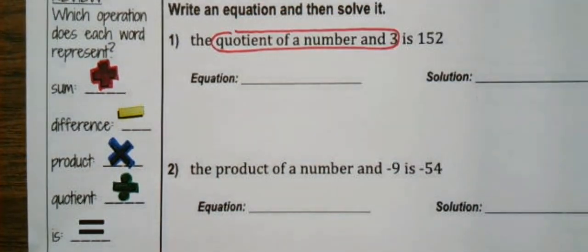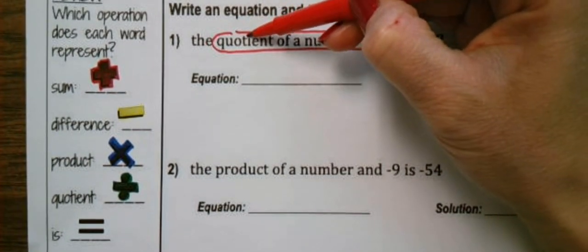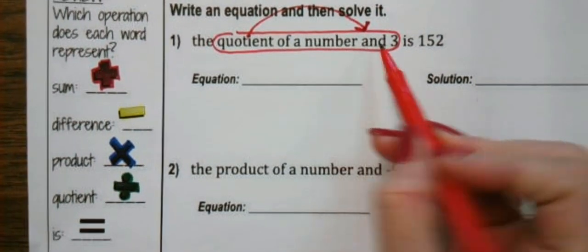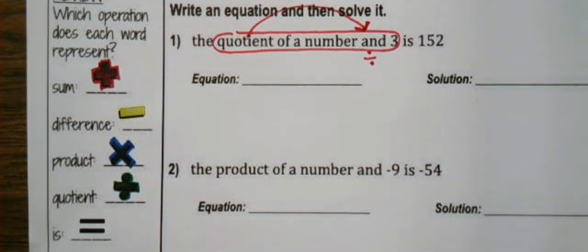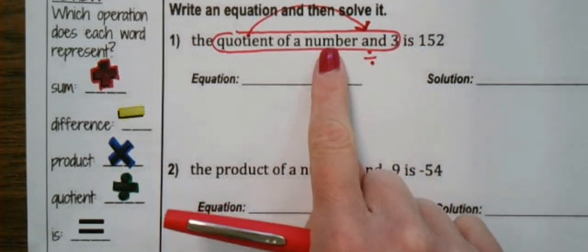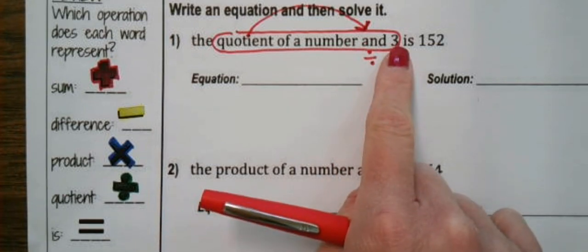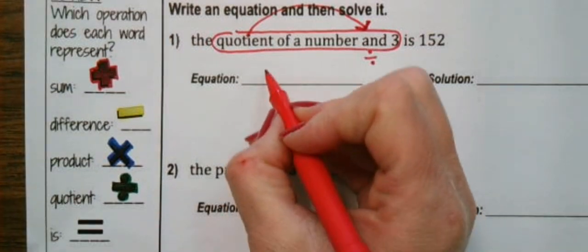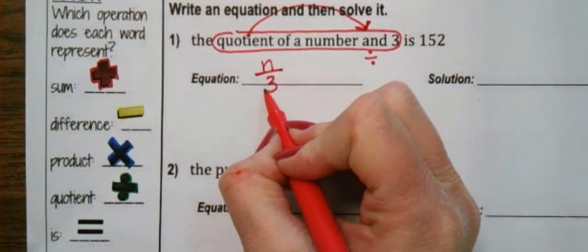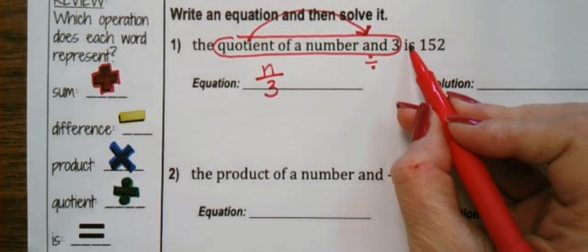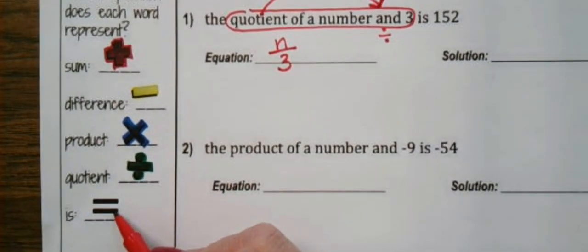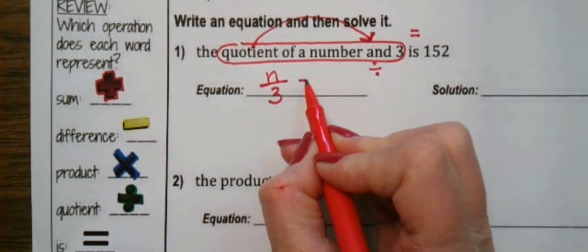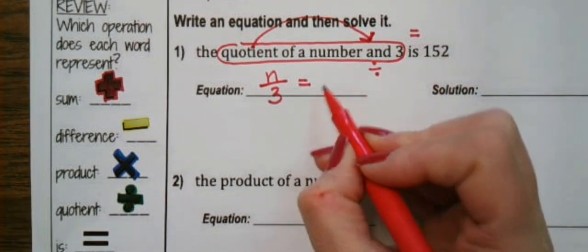Now, with that fancy word quotient, when you see the word quotient, you're going to be looking for the word and. The and is a connecting word. That is where the division symbol will be going. So when it says the quotient of a number and 3, it's literally a number divided by 3 in that order. But we're going to use the fraction bar for divide. So we're going to write n divided by 3, and then next I see the word is, and is represents the equal sign in math. So I'm going to be putting an equal sign right where I see the word is. So equals comes next, and then the number 152.